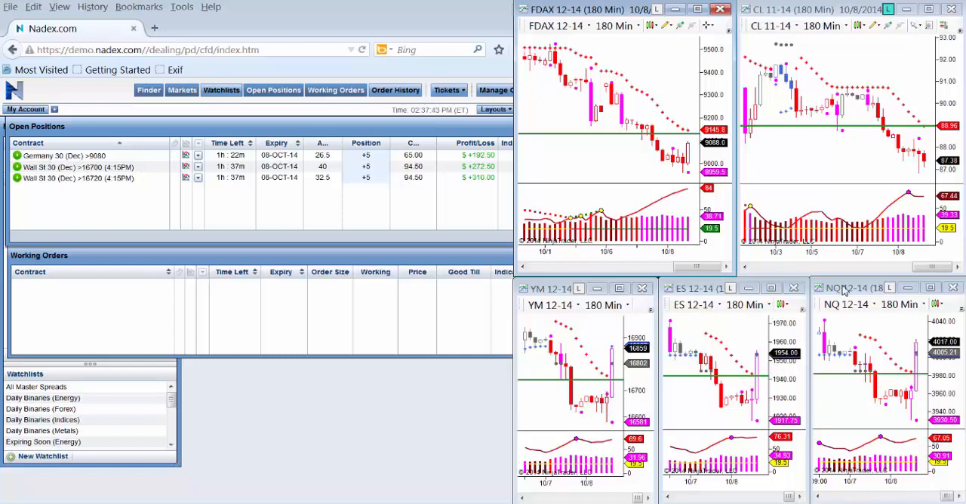But the binaries allowed me to enter this trade this morning, went and did errands, and came back to watch it this afternoon before the close. And each one of them, with the exception of crude, actually made money. That's the power of the binaries.